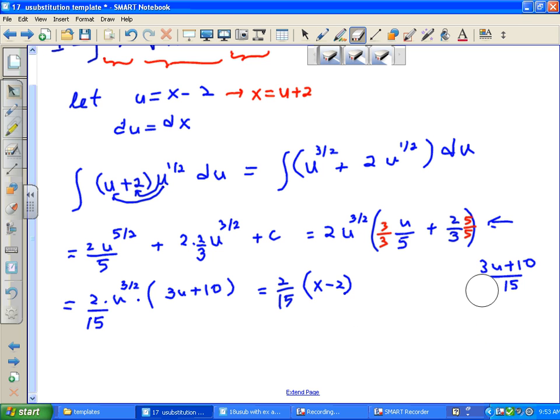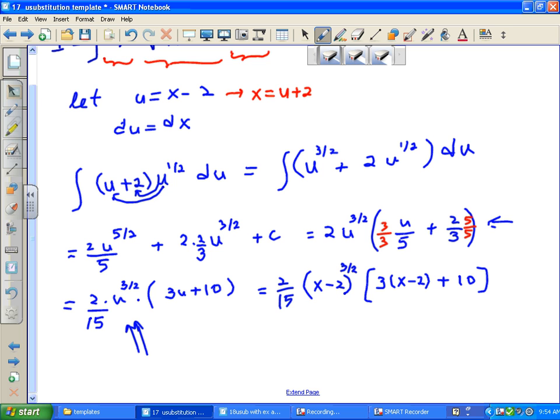Okay. So I was about to put the u variable into this expression on the left, and u was x minus 2. To which power should it be raised? 3/2, because we're putting it into this equation, right? So u is x minus 2 to the 3/2. And inside the parentheses, I want 3 times u. Again, u is x minus 2, plus 10.